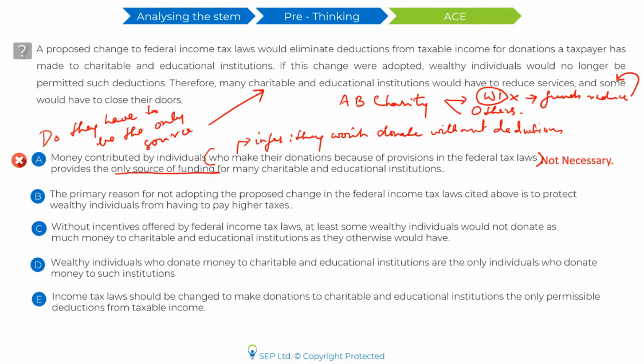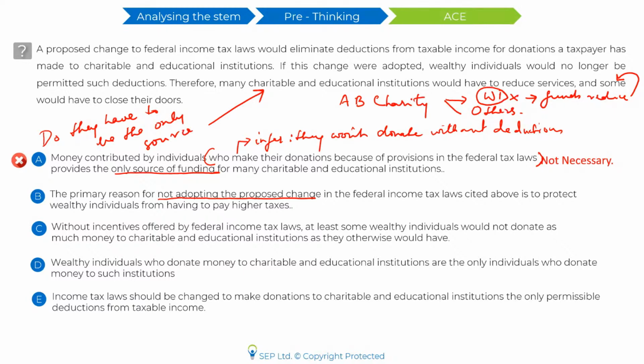Okay, guys, let's move on. So A is definitely not the answer. It's not a necessary condition. It could work as a strengthener, but not as an assumption. Okay, B, the primary reason for not adopting. Now we are talking about what is going to happen after you adopt the change. So this is actually totally off.